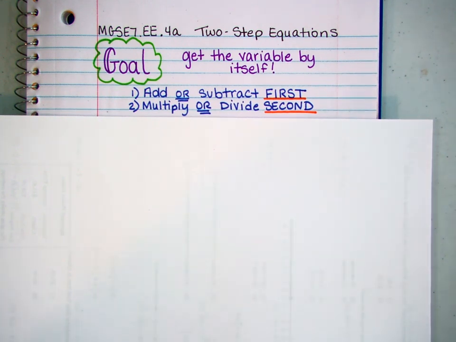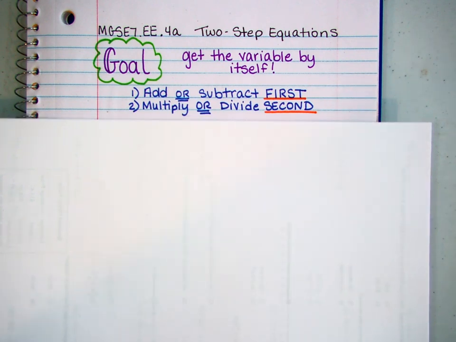The first step in getting the variable by itself is to add or subtract the constant to eliminate it from the side with the variable. It's normally the constant that we are adding or subtracting. Secondly, we will divide by the coefficient or multiply by the denominator. It depends on what type of equation we're looking at. So those are the two steps. First, add or subtract. Then second, multiply or divide.